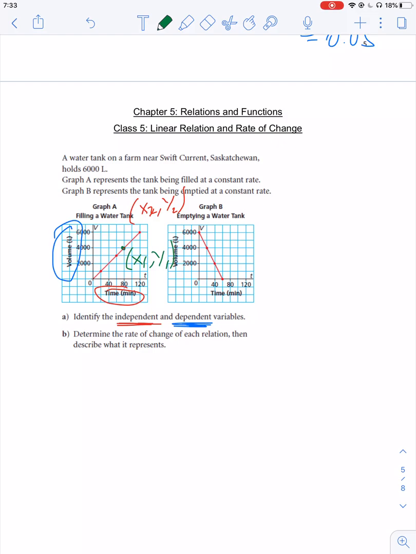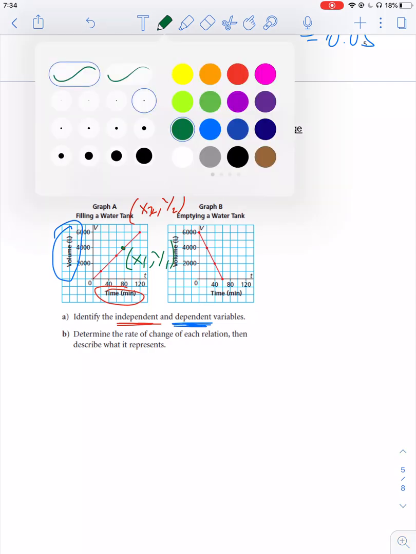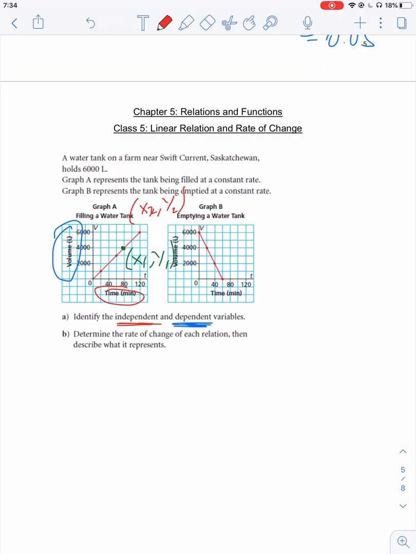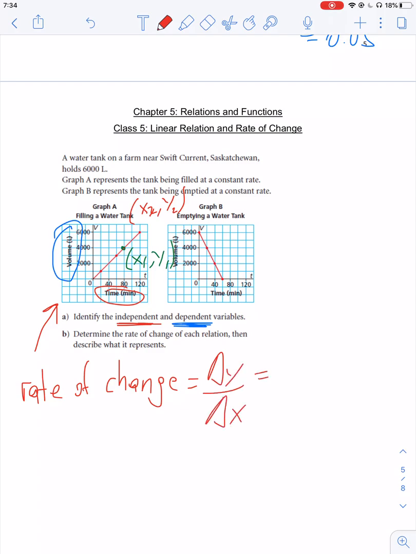So remember, rate of change is, right, so let's write this down. Rate of change. This is for the first graph. Maybe if you want, I can just draw arrows. So the rate of change for this one is equal to the change in y divided by the change in x. How do you find the change in y? Just find the difference, right? The formula tells you to do y2 minus y1 over x2 minus x1.